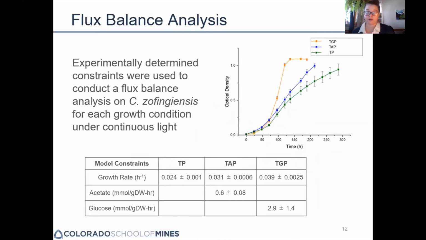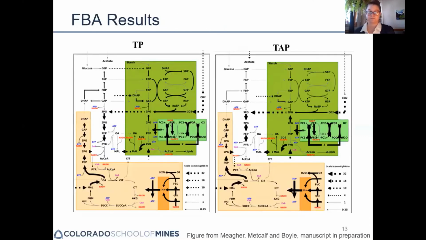The genome-scale model of C. zofingiensis and these newly constructed biomass equations were used along with experimentally measured constraints to conduct an FBA for each growth condition under continuous light. These conditions consisted of growth rates as well as uptake rates of glucose and acetate for heterotrophic and mixotrophic cultures. Here are the results of this analysis, with the autotrophic growth in TP media on the left and mixotrophic growth in TAP media on the right.